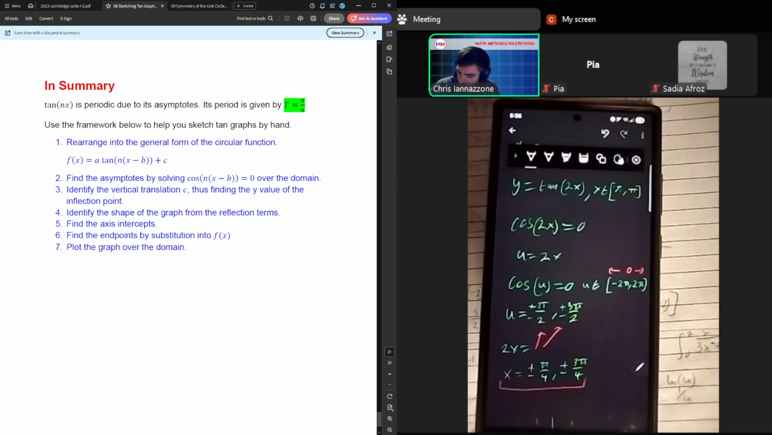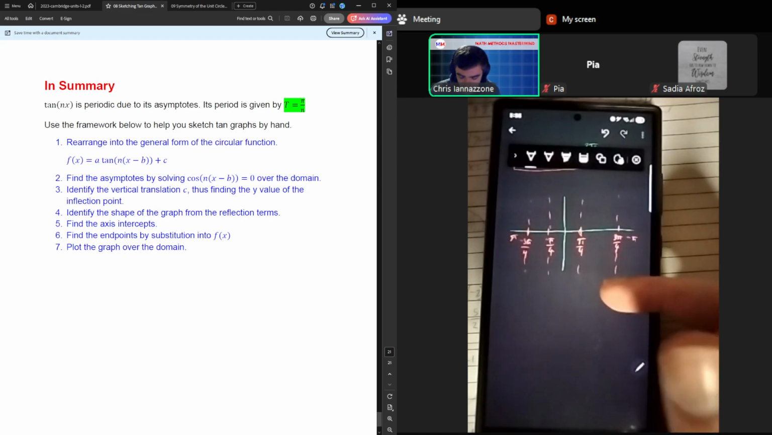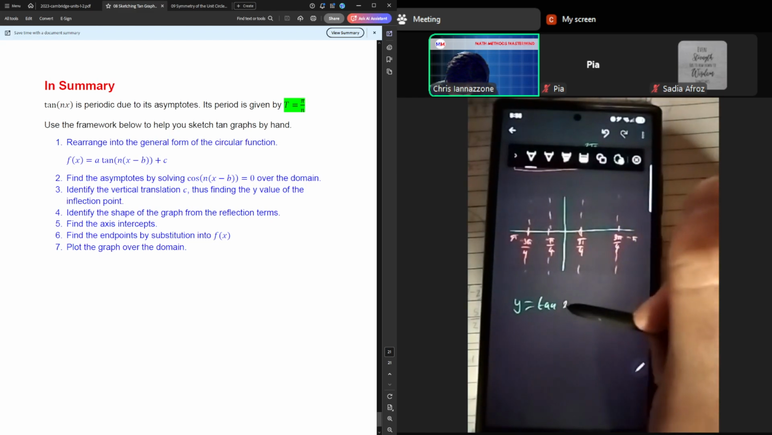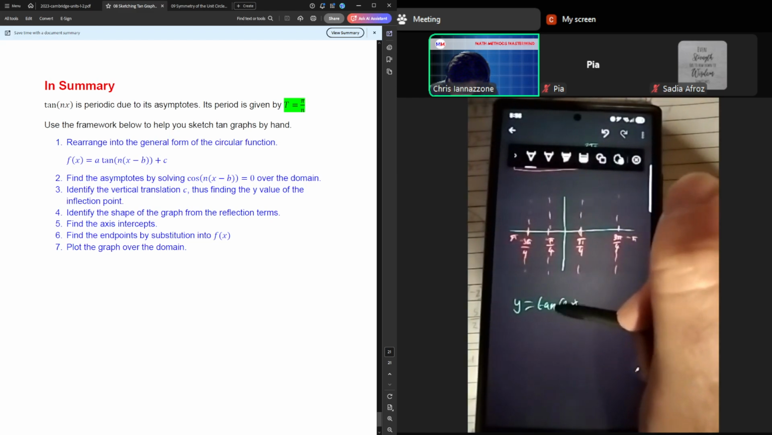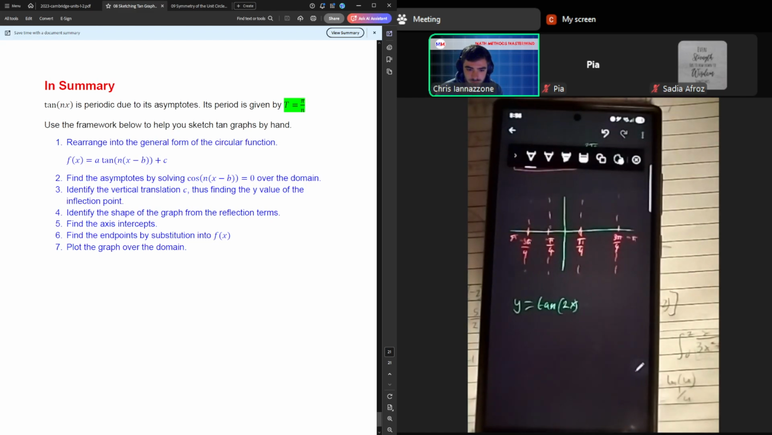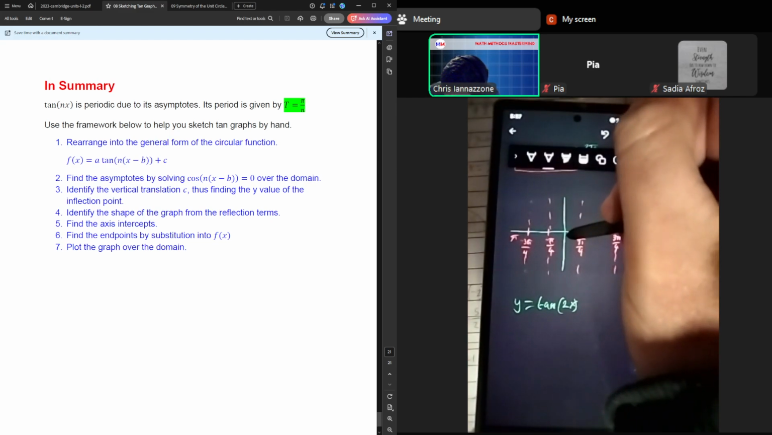x-intercepts? Yeah, a couple ways you can do that. How do we get x-intercepts? Y equals 0, yep, that's one way of doing it. And the other way would be midpoints. So I'll just do the midpoint thing first, and then we can do the y equals 0 approach.